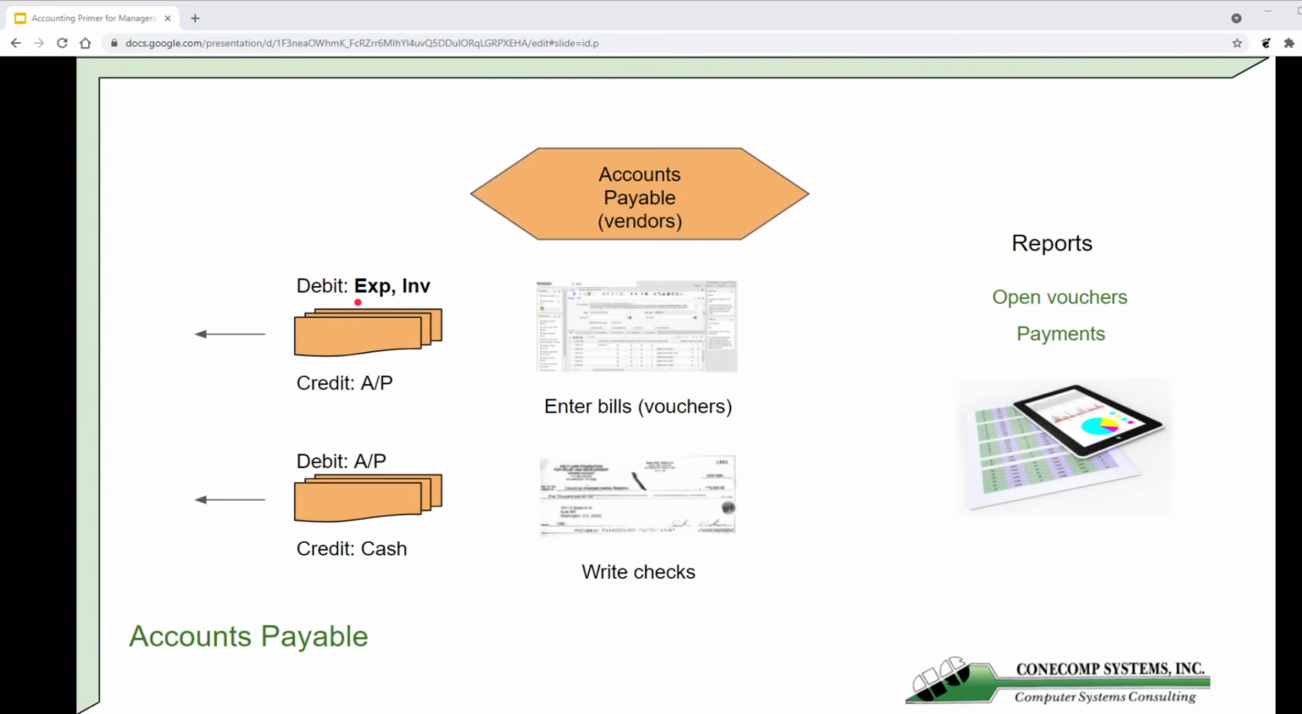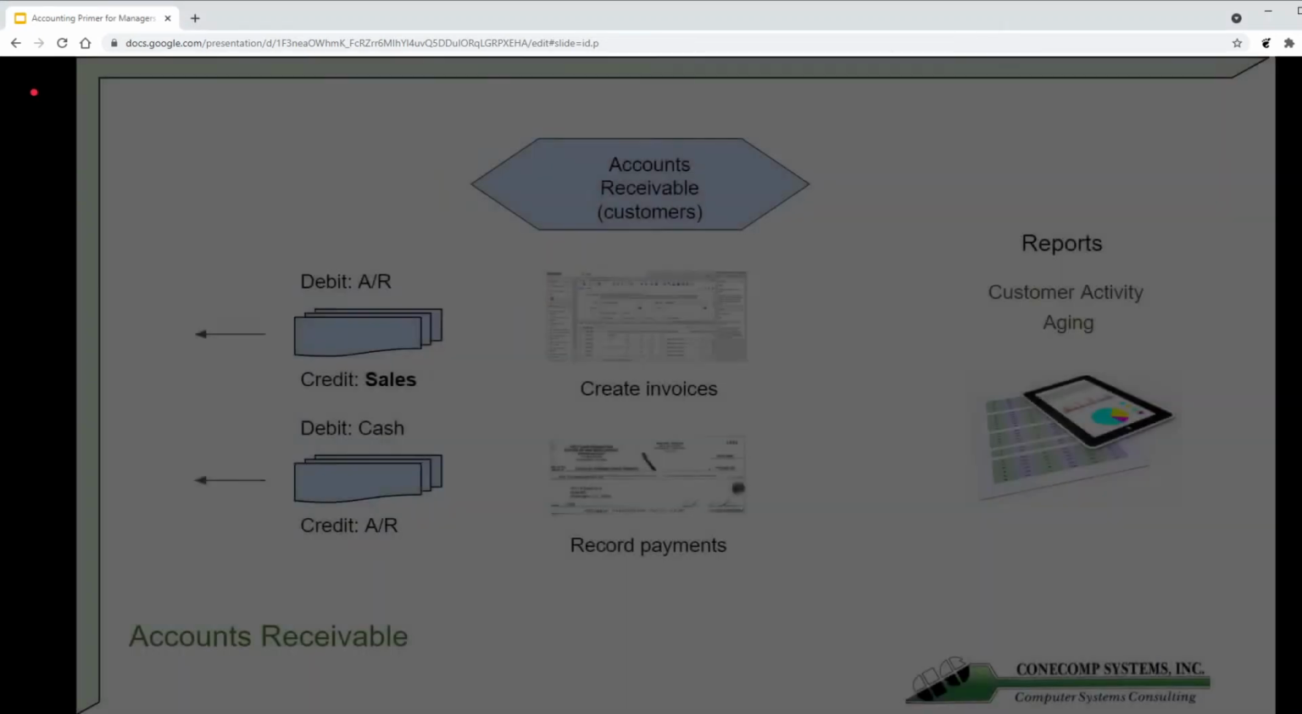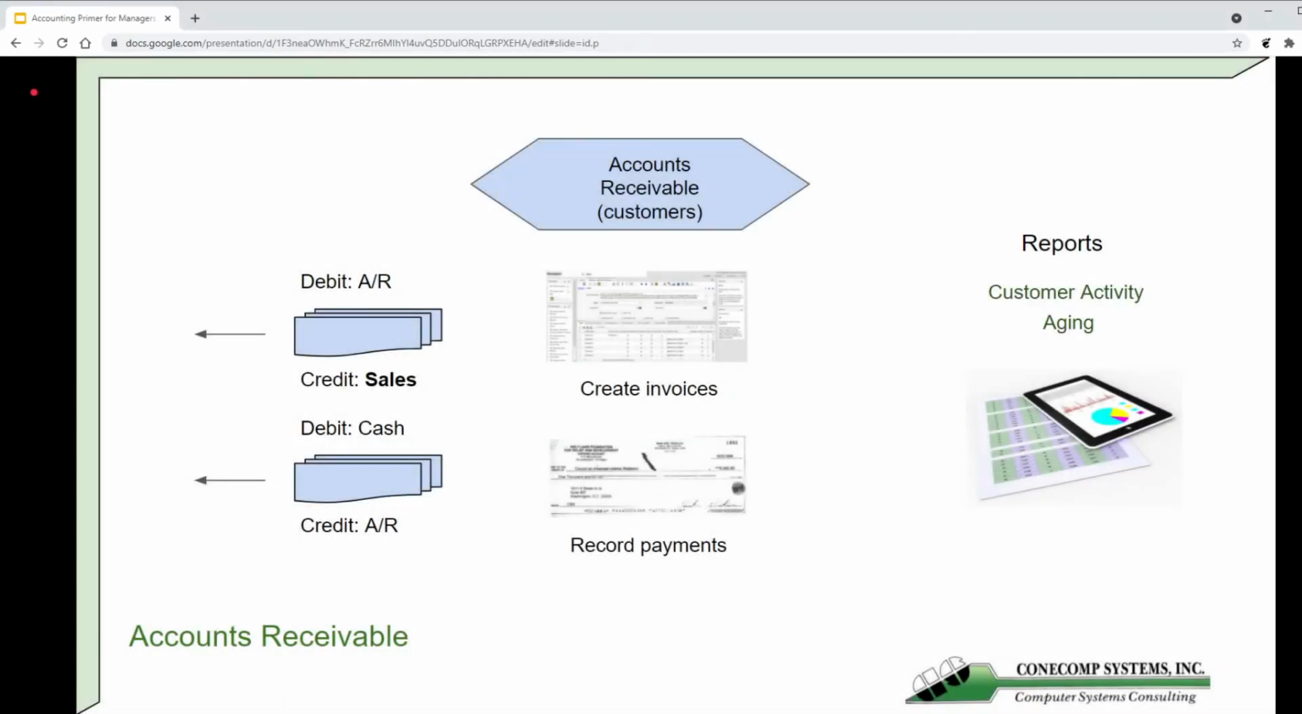Okay, so that's accounts payable. Now let's flip it over and look at the mirror, the opposite account or module, the accounts receivable, where money's coming into your system. Now, accounts receivable, as you can look here, it's almost a mirror image of accounts payable. It contains your customers instead of your vendors, and it's used to create invoices when you bill a customer and record payments when the customer pays you.